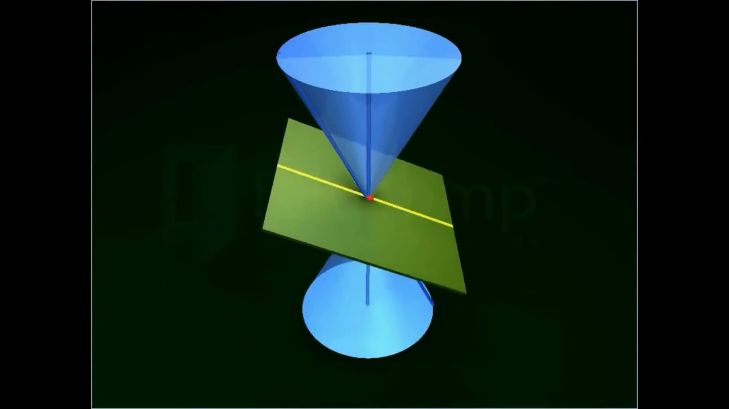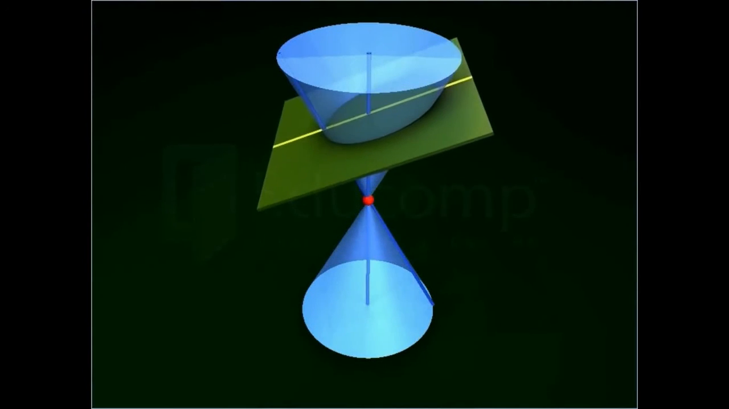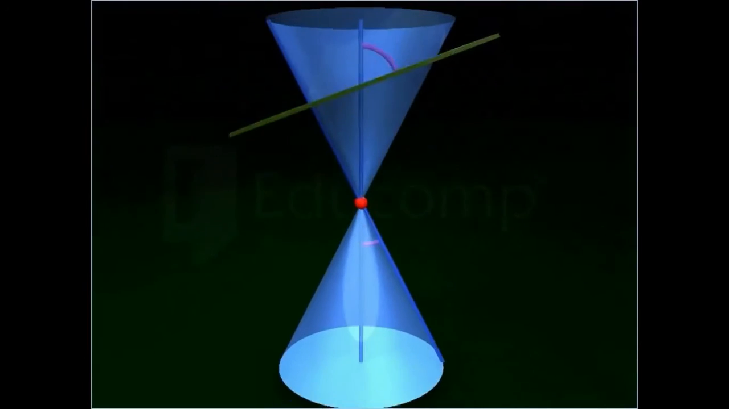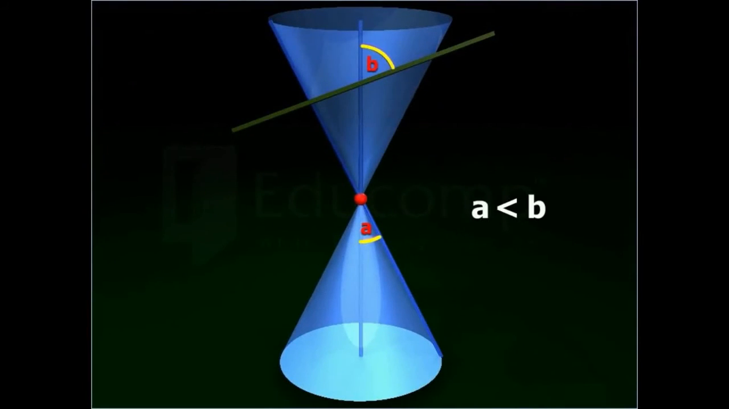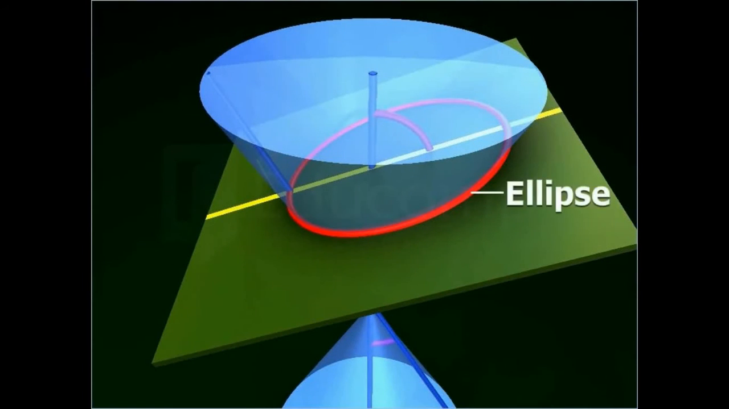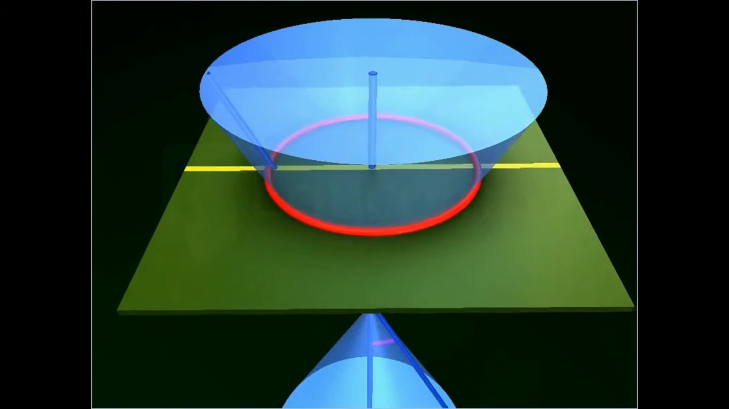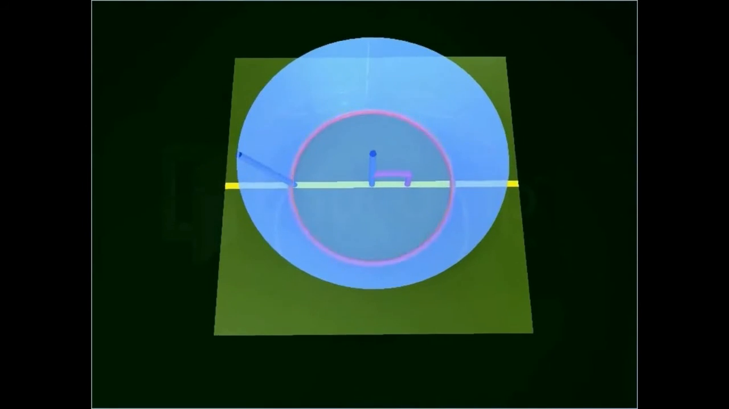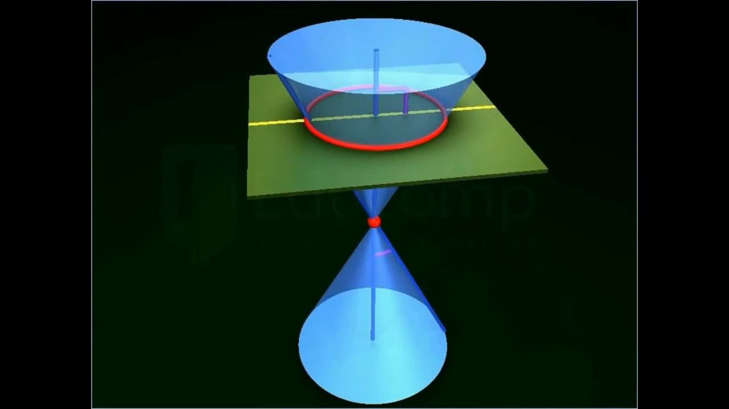When the plane intersects the double right circular cone in such a way that the angle between the plane and the axis is greater than the vertex angle, we get a closed curve called an ellipse. When the plane is perpendicular to the axis, the ellipse becomes a circle. Thus, a circle is a special type of ellipse.